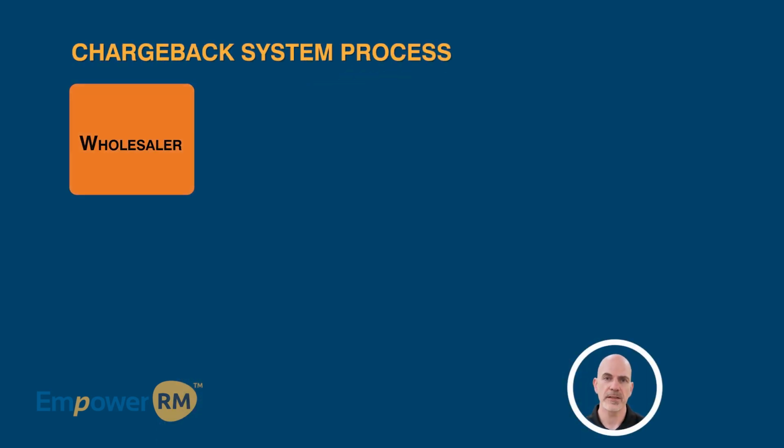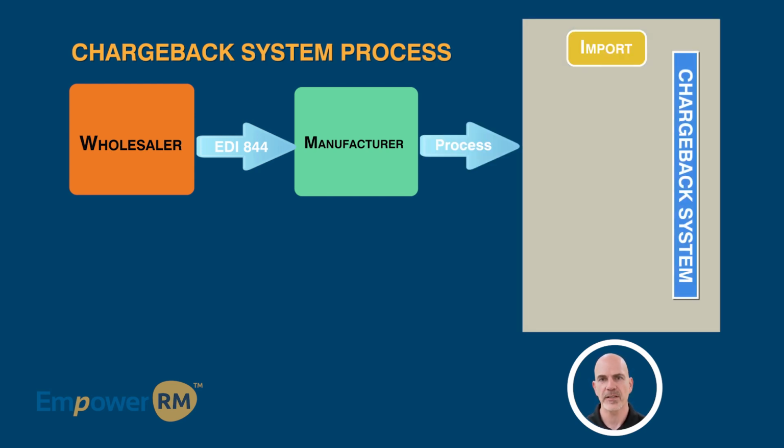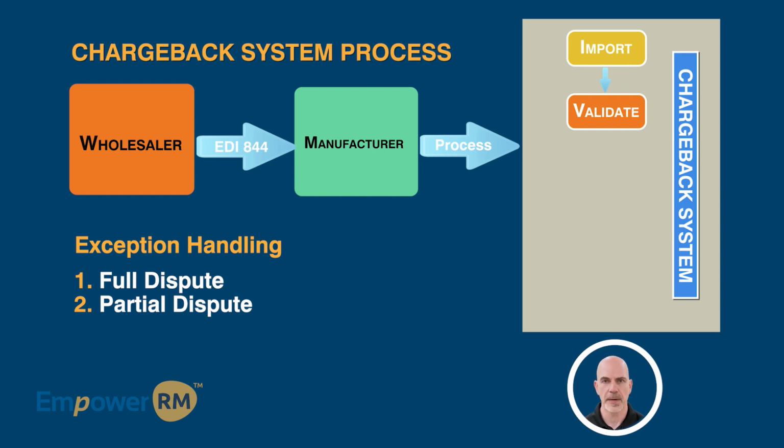Now let's take a look at the process when you have a proper chargeback system in place with EDI capabilities. First, the wholesaler sends the chargeback request via EDI 844 to the manufacturer. Next, the chargeback data is automatically imported into the chargeback system and proper validation is run on every single line. If the system finds any discrepancies, it will identify them as exceptions, automatically assign the appropriate HDMA dispute code, and wait for your review. After reviewing the chargeback exceptions, you choose the way you want to handle it. Either a full dispute where you pay $0, a partial dispute where you adjust it and pay the corrected amount, or you can override it and pay the amount that is being requested.